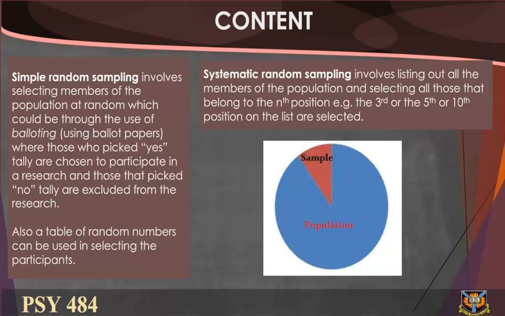Systematic random sampling involves listing out all the members of the population and selecting all those that belong to the nth position, e.g. the third or the fifth or 10th position on the list are selected.